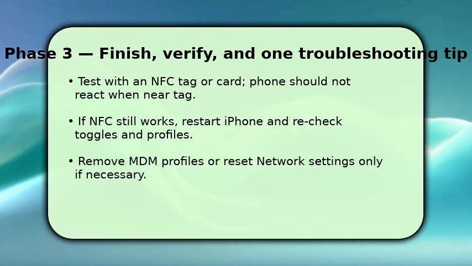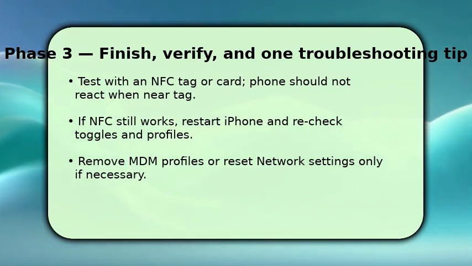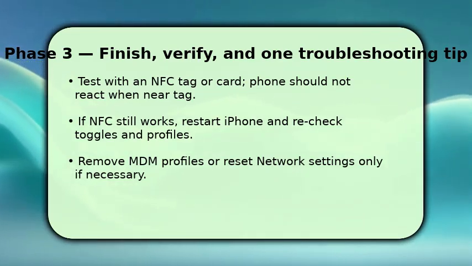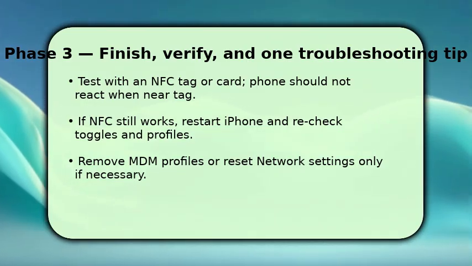If a company or school profile manages settings, go to Settings, General, VPN and Device Management to remove it. Only do that if you own the phone or have permission. As a last resort, reset network settings or restore from your backup.